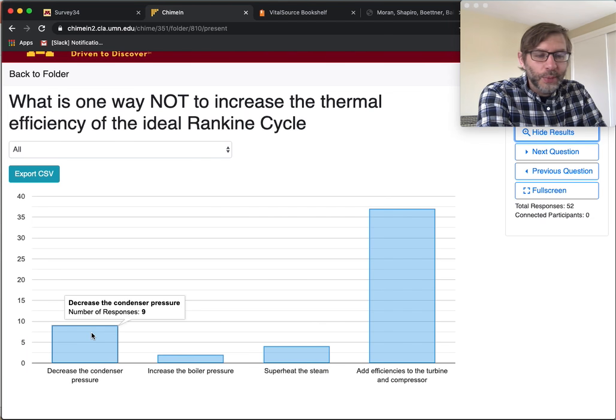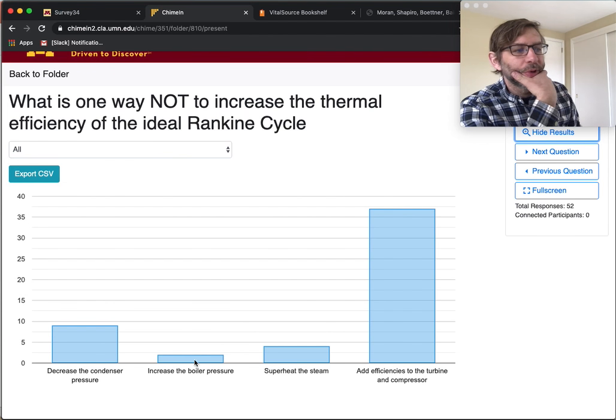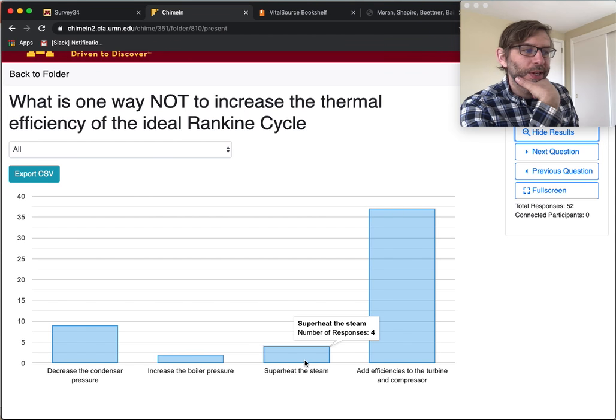Okay, increase the boiler pressure. No, it's a way to increase the efficiency. Superheat the steam. Again, another way to boost it up. So you take it up and you have more area under the curve.